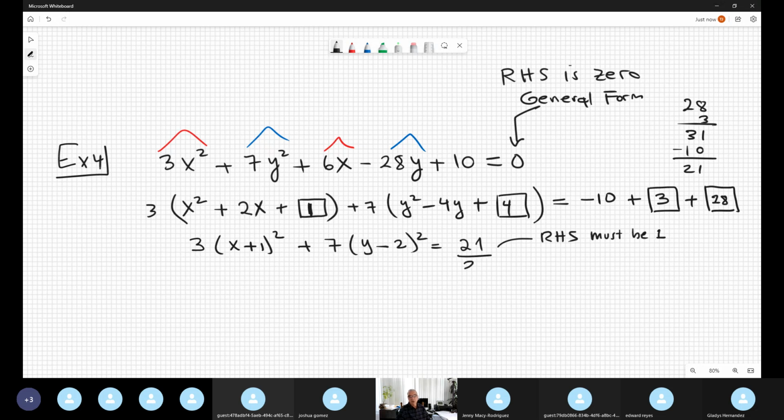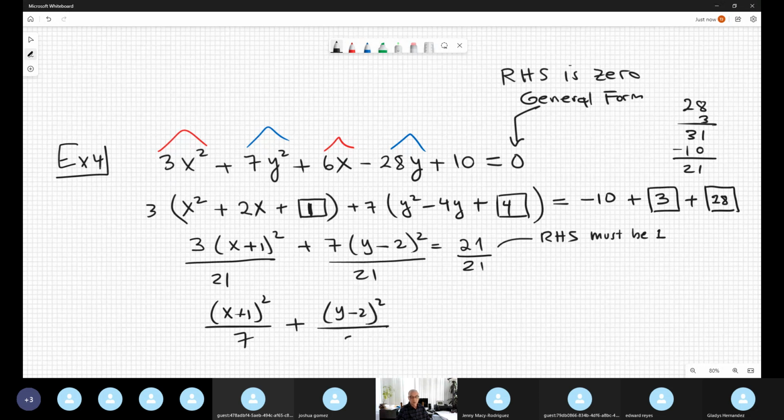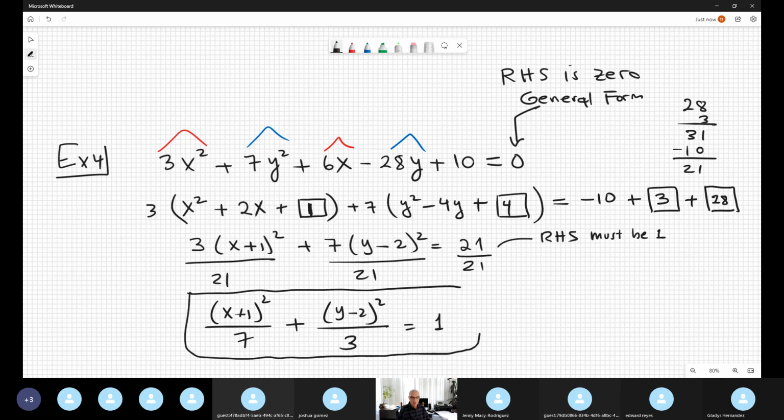Therefore, you divide the whole thing by 21: 21, 21, 21, and 21. And 21 divided by 3 is 7, so 7 in the denominator. Entonces (x + 1) squared over 7 plus (y - 2) squared over 3, que es 21 divided by 7, and 21 divided by 1 and 1. Nice. This is my equation expressed in standard form.